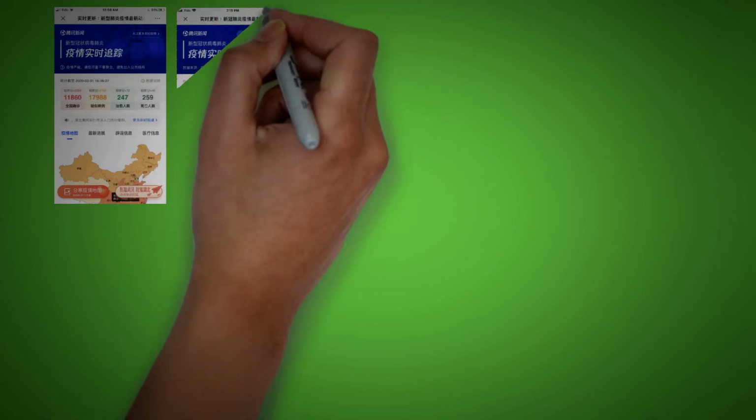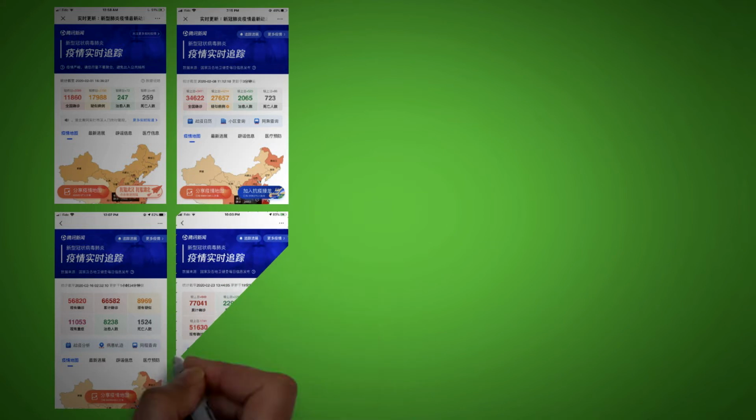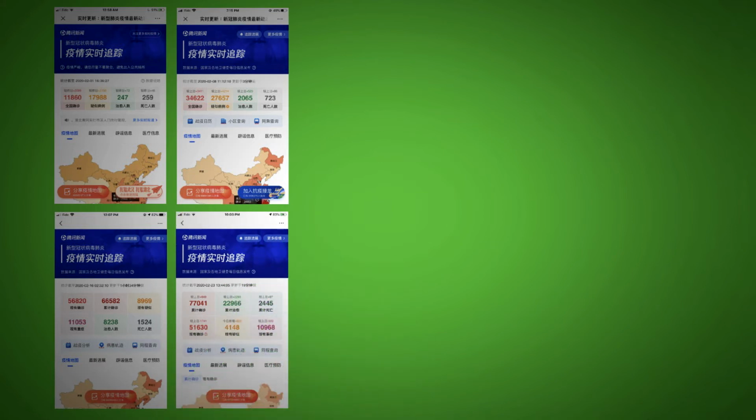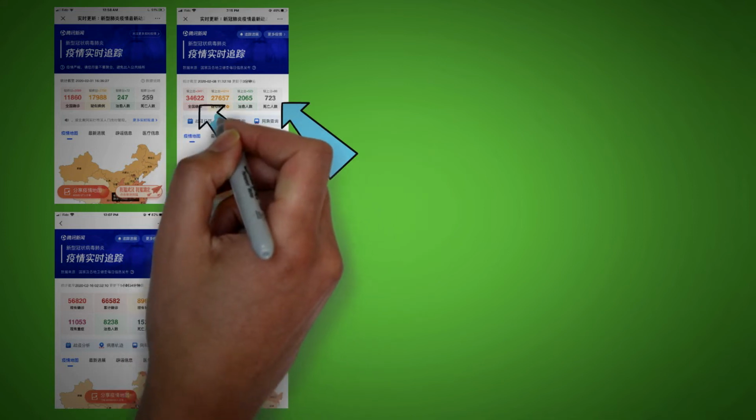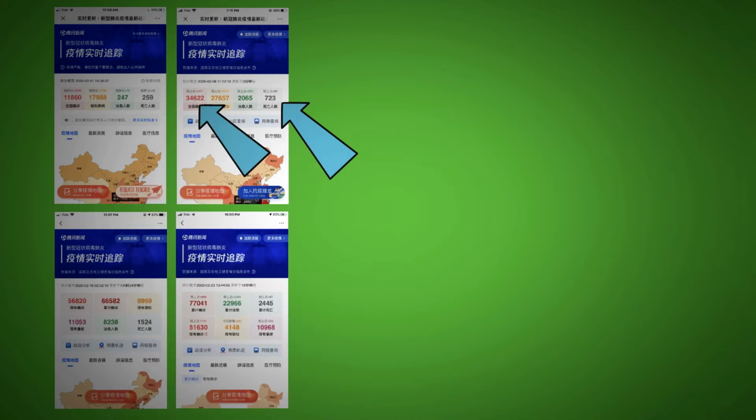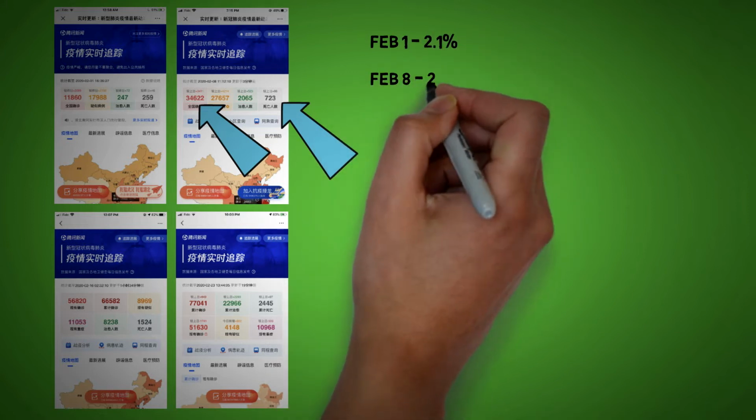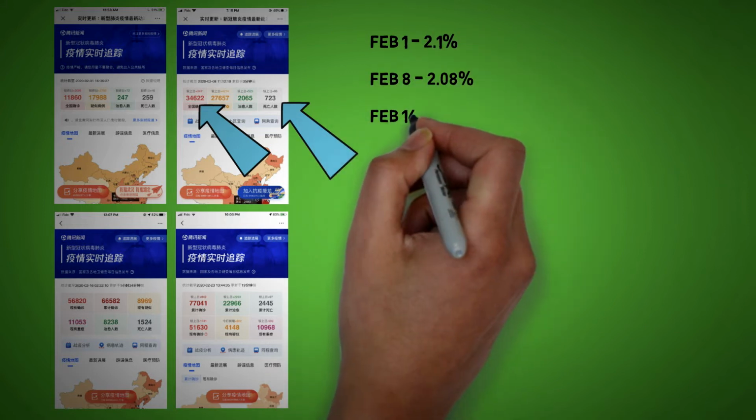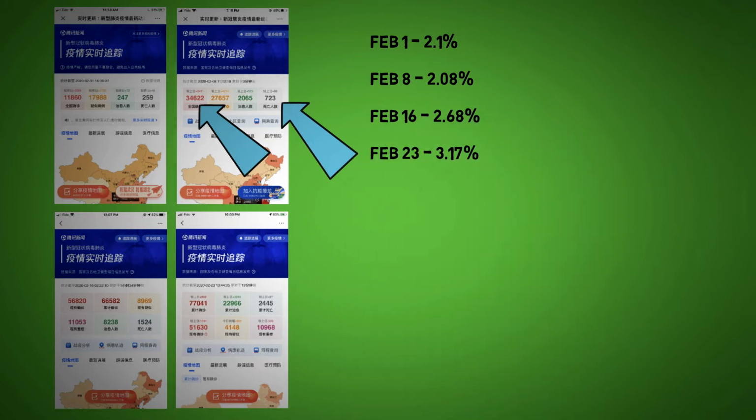Right here we have some screenshots I took from the Tencent news app over the past 4 weeks. We'll mainly look at the numbers that matter most. The black cells represent the number of deaths, and the red cells represent the number of confirmed cases in China. If we divide these 2 numbers for each of the 4 dates, we have February 1st at 2.1%, February 8th at 2.08%, February 16th at 2.68%, February 23rd at 3.17%.